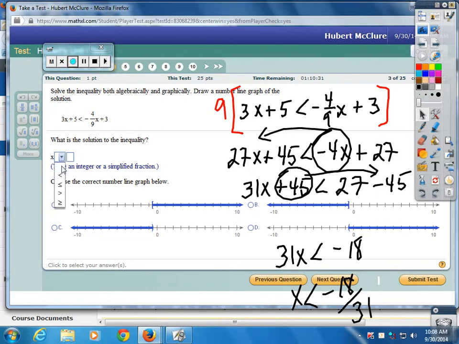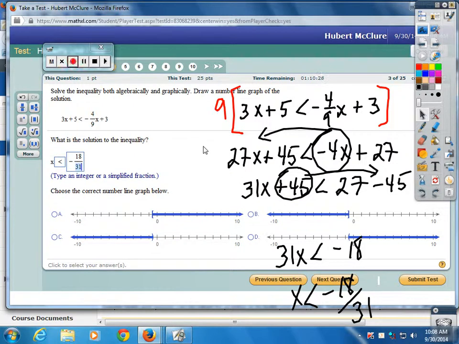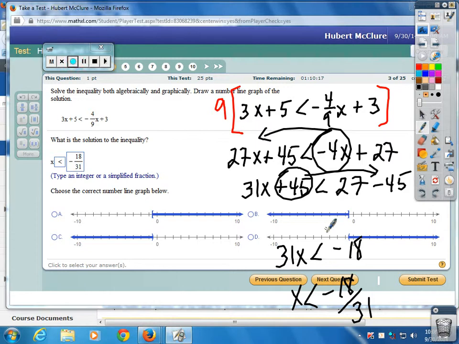So x is less than negative 18 over 31. Now, what are we going to use on the number line? Closed circle, parentheses or brackets? Parentheses, so the bracket is wrong and the bracket is wrong. That means it's either C or D. Which one shows numbers that are less than negative 1/2? Because that's pretty much what it is, close to it. C. D shows you more than, so that's wrong. So it's C.